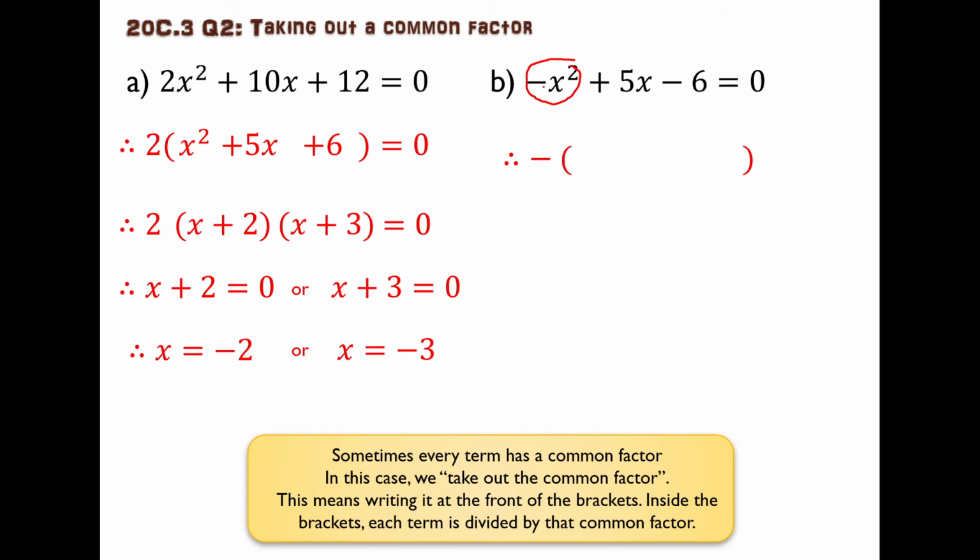This one was negative, so now it will be positive. This second term was positive 5x, and now it will be negative. And this last term was negative 6, and now it will be positive 6. So that, and I copy down the equals and copy down the 0. So yes, you can take a negative sign out the front, and that means that every single term in here, if it was negative, it'll become positive, and vice versa.